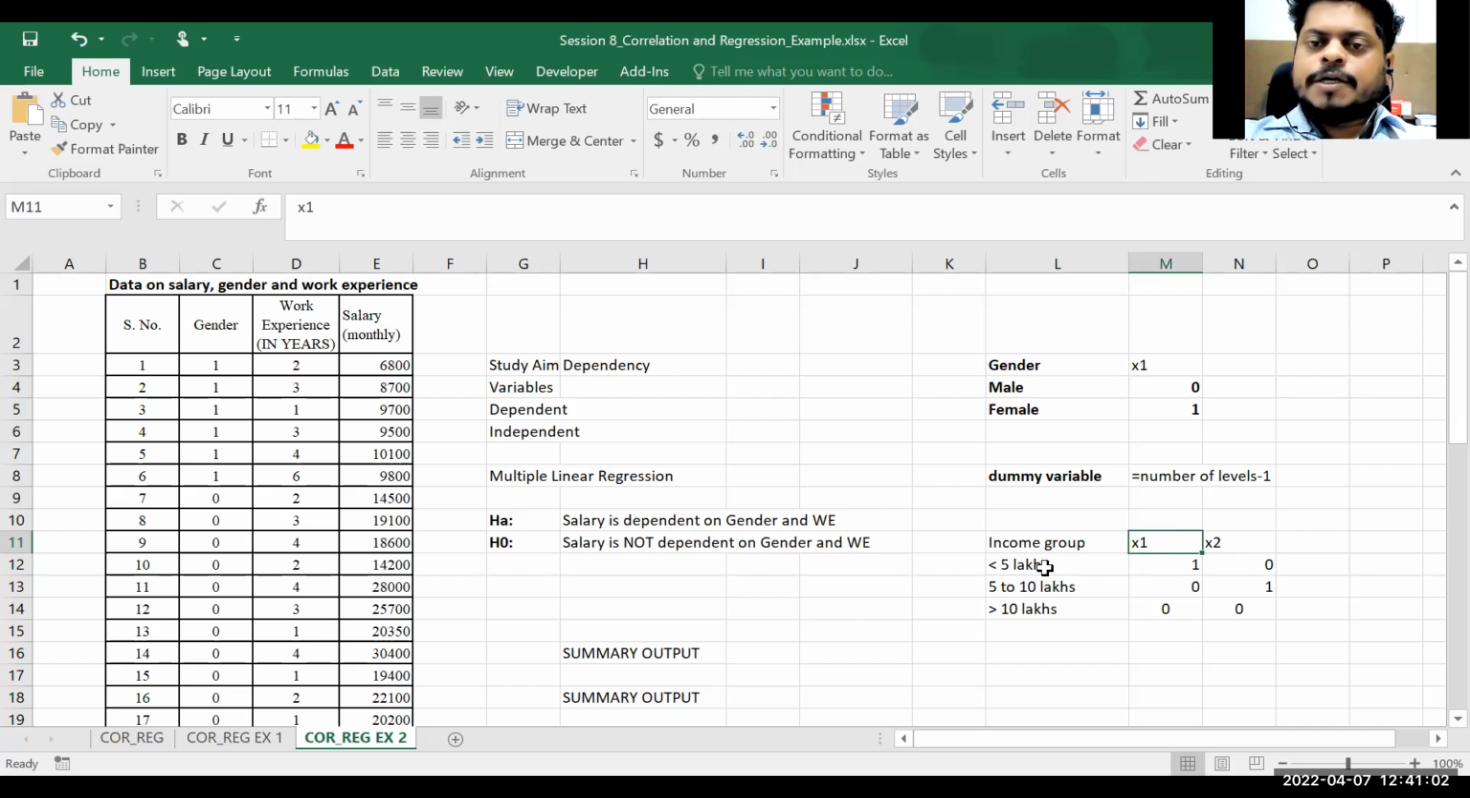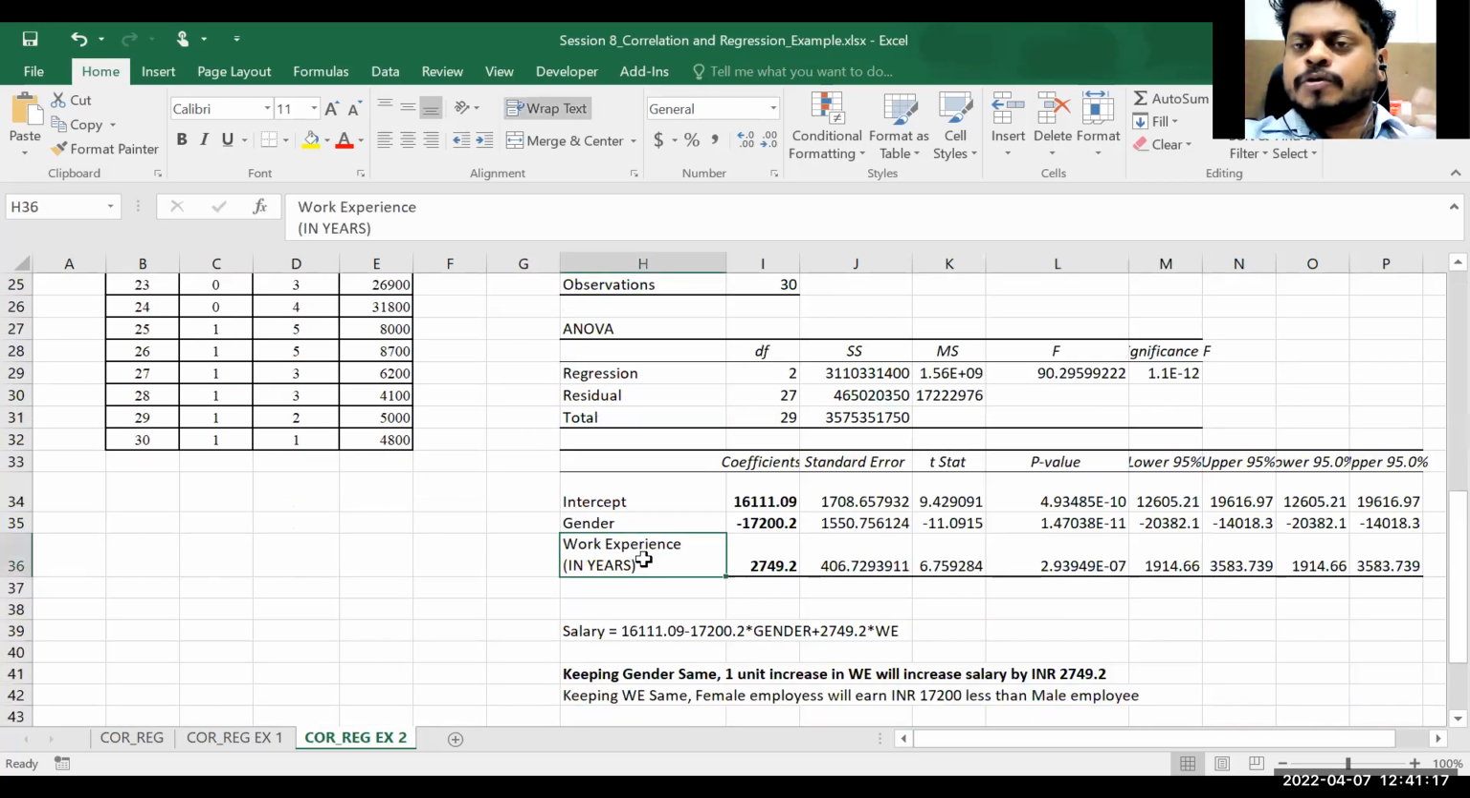So when I'm interpreting, these values will be given, and this value will not be given in the regression equation. So what does it mean? This is always so in a categorical variable. The interpretation is in comparison to base level. Here, like in work experience, this is an absolute value. 1 unit increase, 2749. 2 unit increase, 2 into 2749. But here, for gender, your female employees in comparison to male employees, it is relative, right?